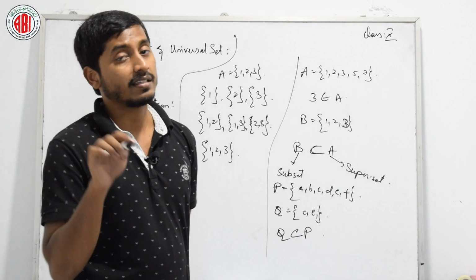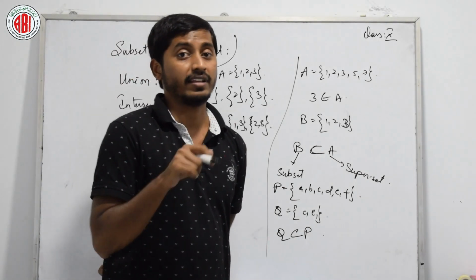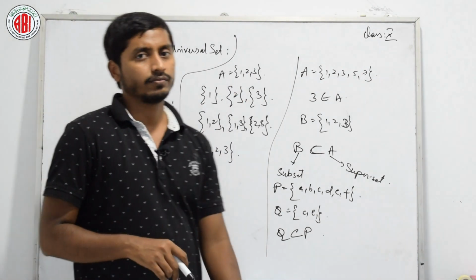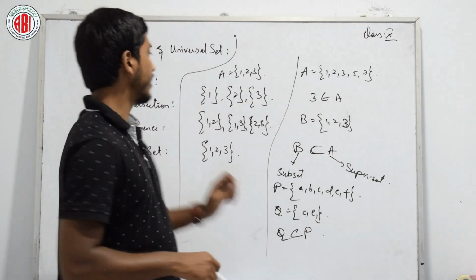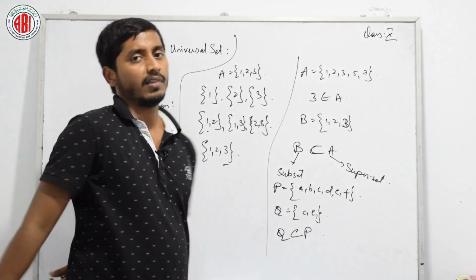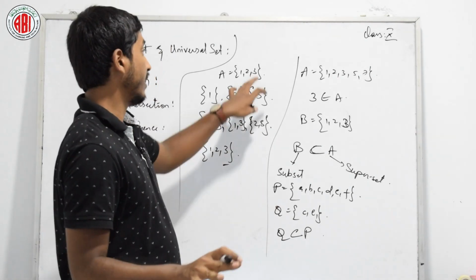I can also write 1, 2, 3. Every set is a subset of itself. Don't forget to write that. This is a subset of this set. Is it clear? How many sets did we get? 1, 2, 3, 4, 5, 6, 7. We got 7 sets for 3 elements.